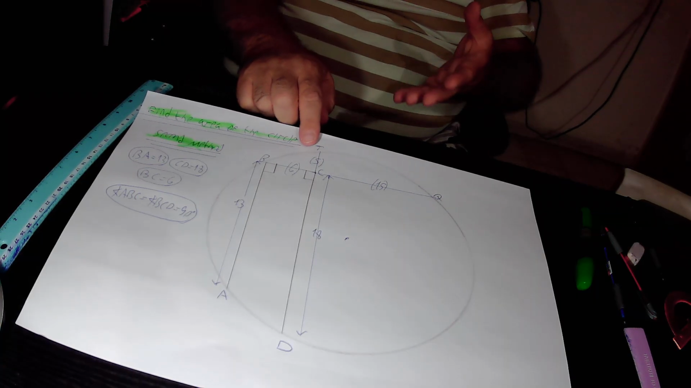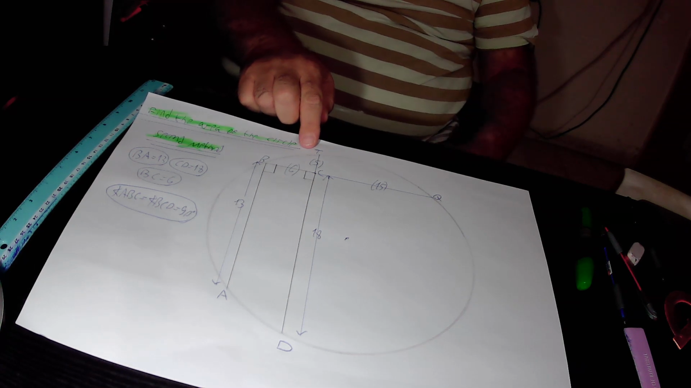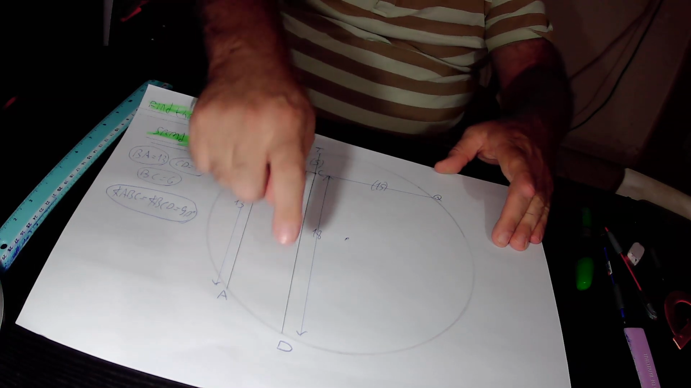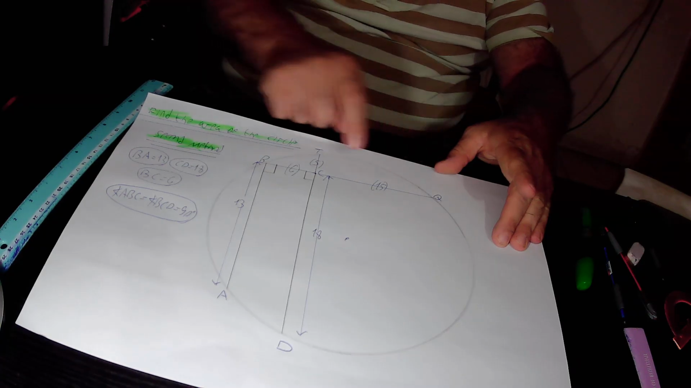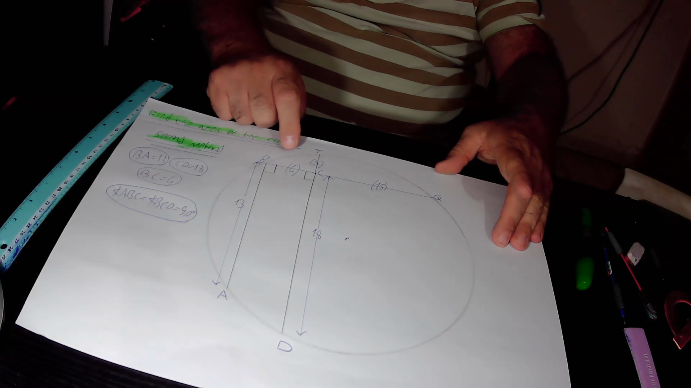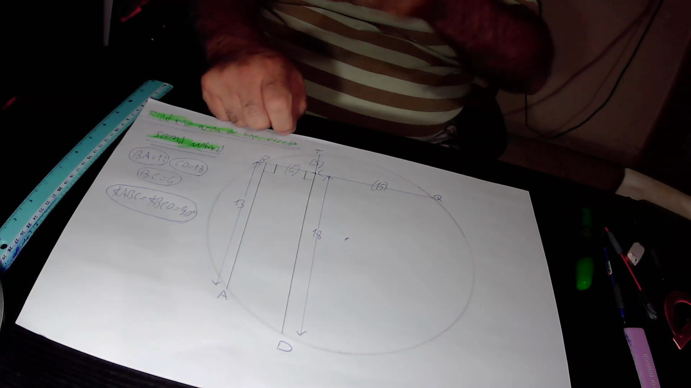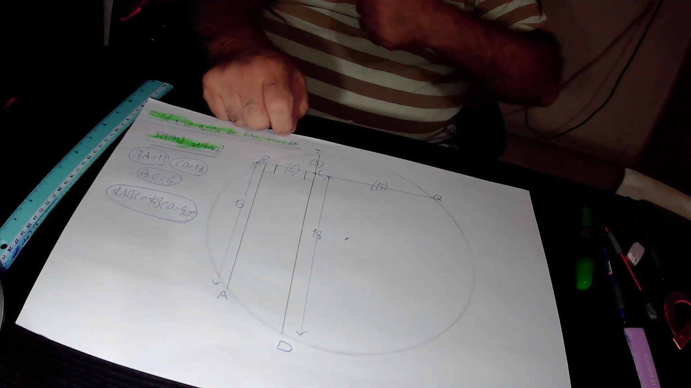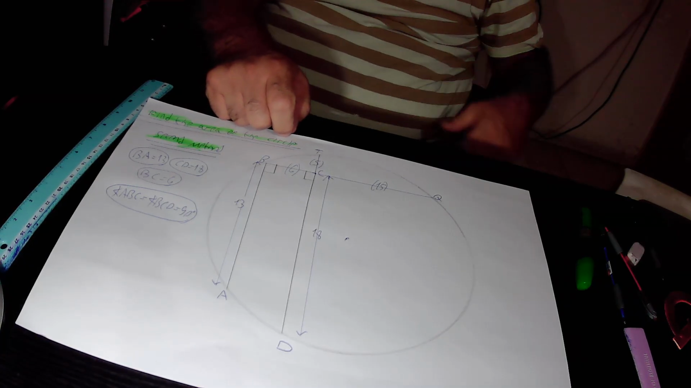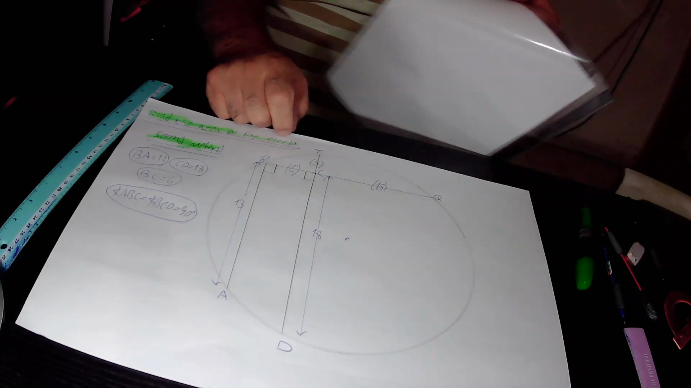So here we can implement rule 26 in our drawing. Why? Because we have chord TD that intersects with chord BQ at 90 degrees at point C. Whenever you have two chords that intersect with each other at a right angle, you can implement rule 26. So let me repeat quickly rule 26.